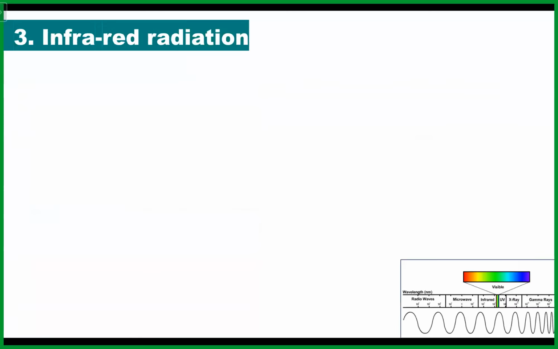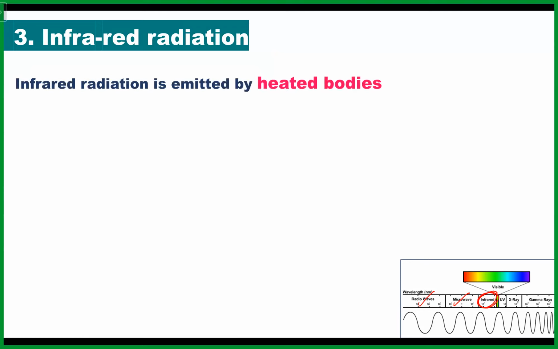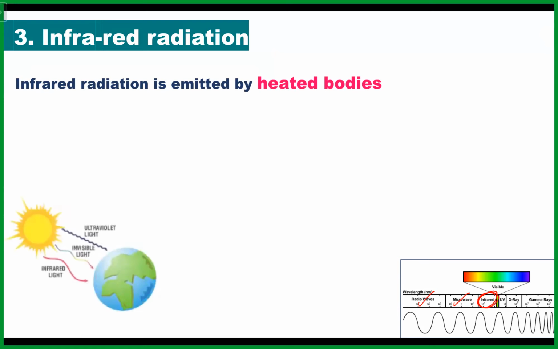All right, so now that we've covered radio waves and microwaves, we are coming to the third type of electromagnetic wave in the spectrum, which is infrared radiation. Now, what are infrared waves? They're basically a type of radiation that is emitted by heated bodies. For example, if you consider the sun is a very hot object. So the sun, which is a very hot object, which is a heated body, emits infrared radiation.